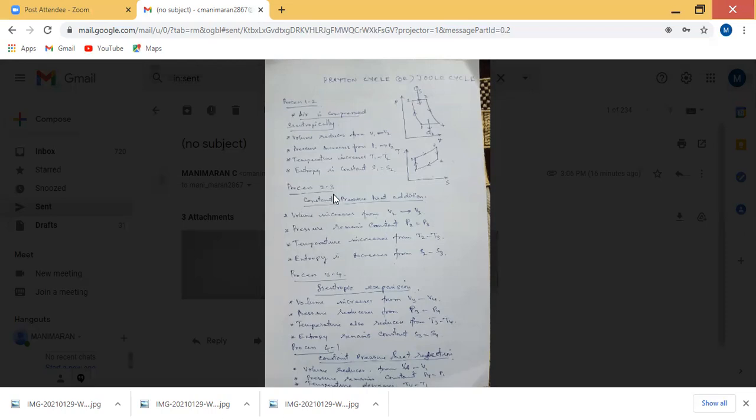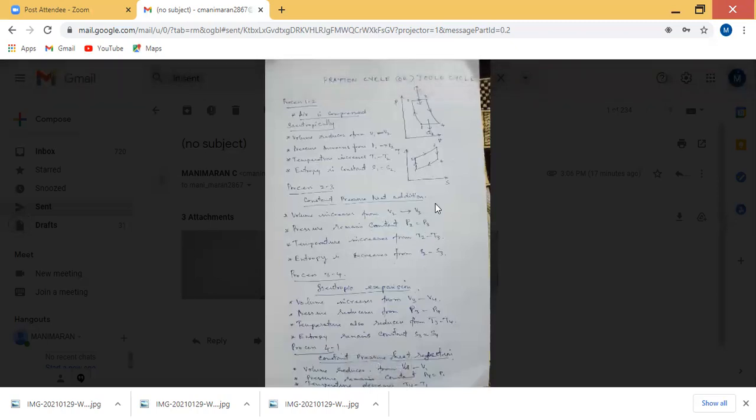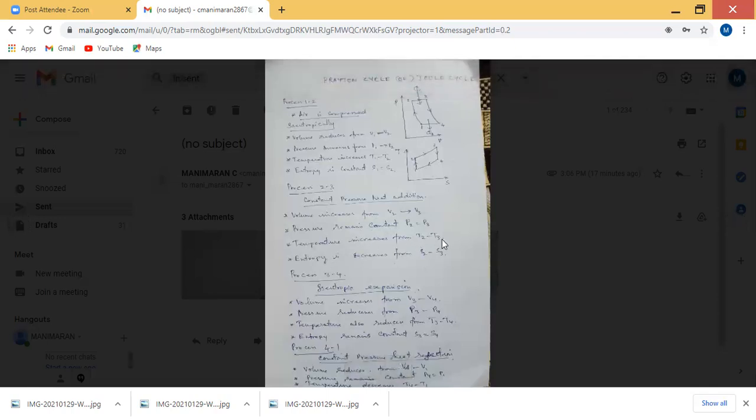Now, process 2 to 3 is a constant pressure heat addition process, where the volume increases from V2 to V3, as we can see from the PV diagram. The pressure remains constant as it is a constant pressure heat addition, that is P2 is equal to P3, while the temperature increases from T2 to T3. Then the entropy increases from S2 to S3.